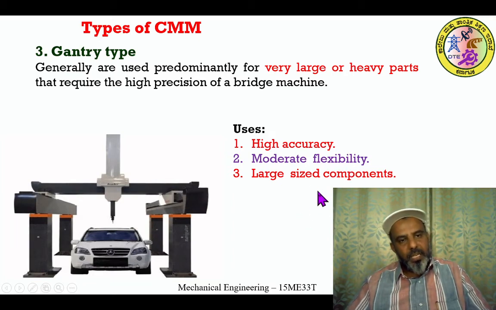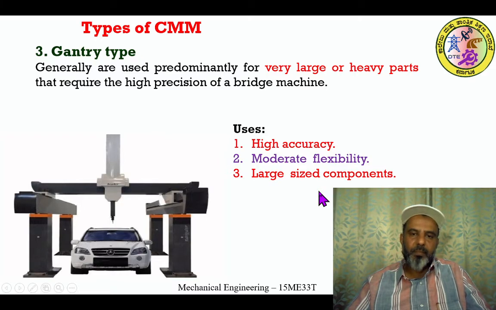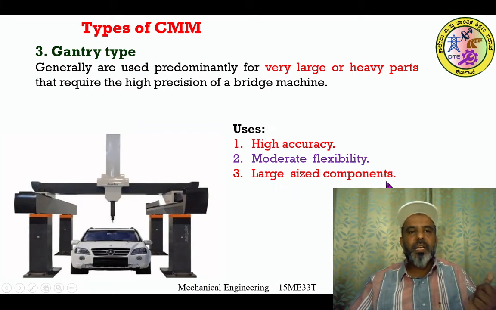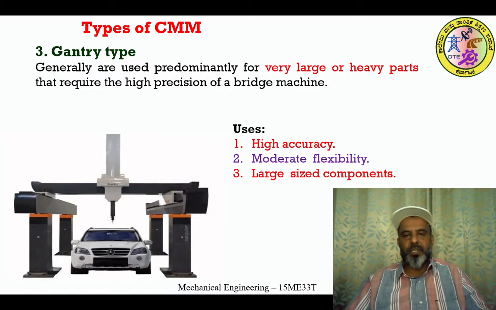When gantry type CMMs are compared with bridge type, both bridge type and gantry type have high accuracy and moderate flexibility, but these gantry types are employed for large sized components, whereas bridge type are employed for medium sized components. You should remember, gantry type is a modification of bridge type CMM. This is about the gantry type.